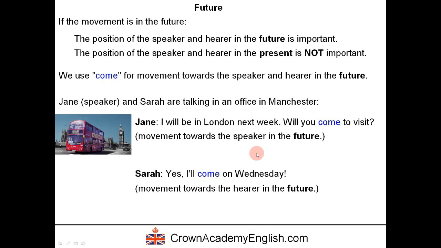It sounds confusing, I know, but you very quickly understand the difference, and you'll very quickly start to use it correctly. But it's important to understand this principle of the projected movement, where the movement will be in the future.